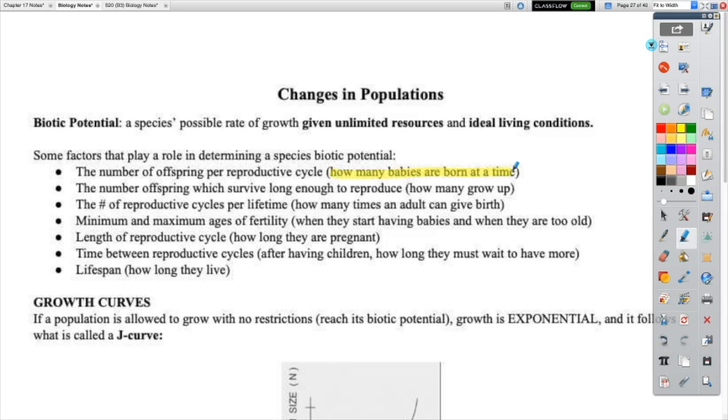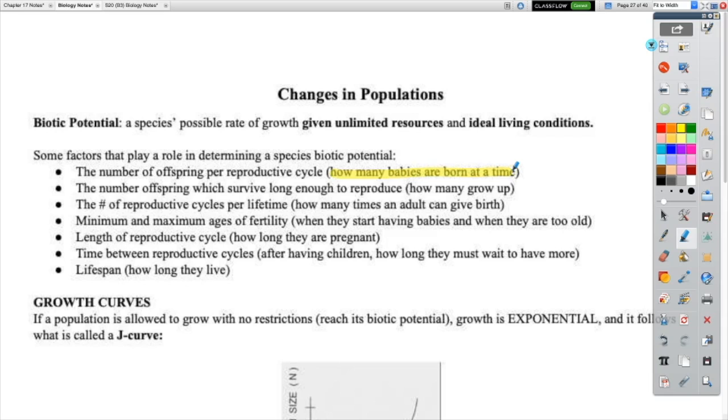or in other words, how many babies will it have at once, right? This is one of the reasons that humans have a fairly low biotic potential. We usually have one baby at a time, right? Sometimes two, sometimes three, and then in really rare cases, you can have more than that. But for the most part, we have one baby at a time, right? And so that means even if we have everything we want, we can't grow our population that quickly because we can only have one baby.